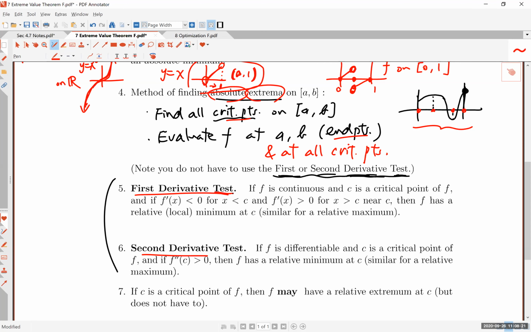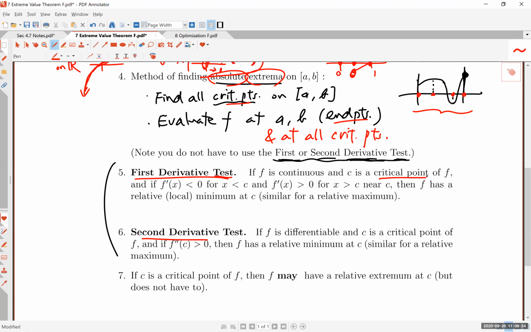Now, the first derivative test is the one that says, if you have a critical point at this point C, and watch, here's point C, if the derivative changes from negative to positive near C, then f has a relative minimum. It makes sense, right? And of course, if it goes from positive to negative, then you have a local maximum at that point. You have probably seen a sign chart that says f prime goes from negative to positive, and therefore C must represent a point of a local minimum, and so on.